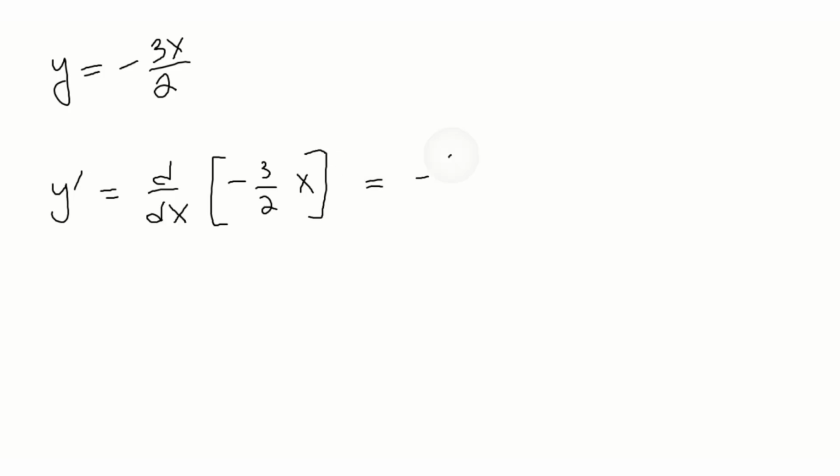Find the derivative of y equals negative 3x over 2. Let's rewrite this as negative 3/2 times x. And recall the derivative of x is 1. So y prime is simply negative 3 over 2. So remember, the constant multiple rule lets us pull out constants and focus on the variable part with the power rule. Let's do some problems where we use parentheses to organize expressions before applying the power rule.